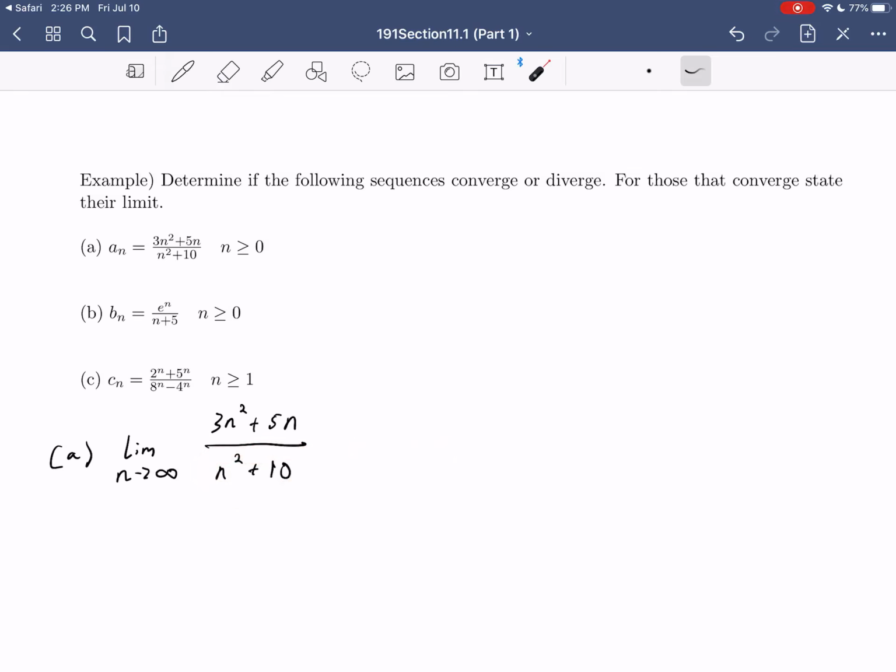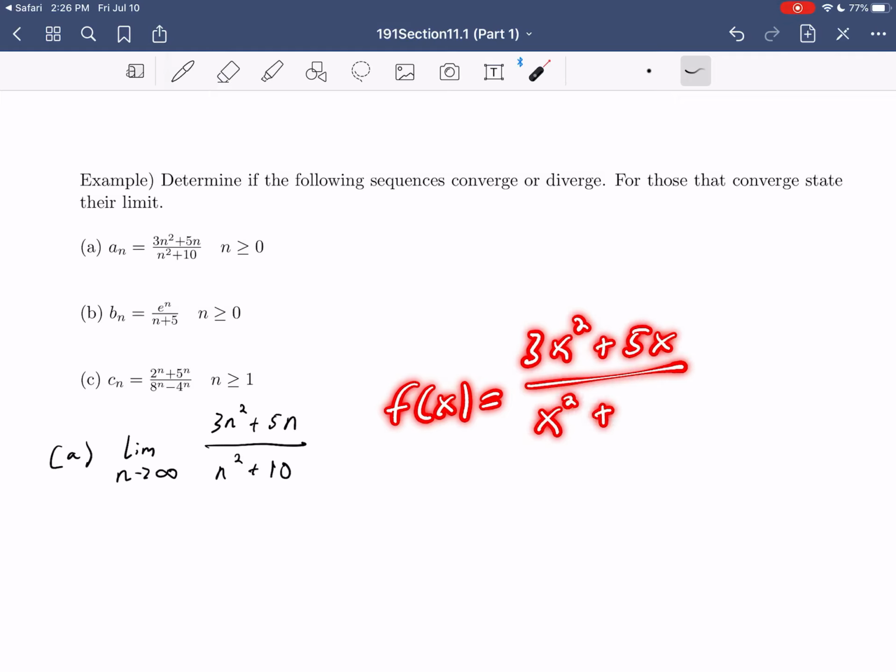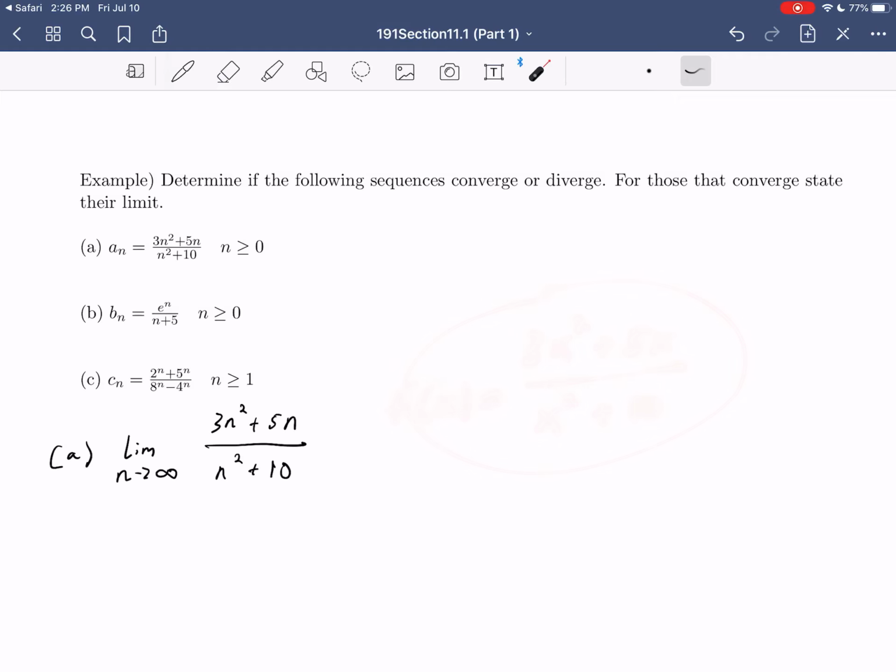Well, remember, if you want to use L'Hopital on a sequence, you would have to come up with a function that mimics the sequence at every value. It's not hard to do that here. You could use the function f of x equals (3x squared plus 5x) over (x squared plus 10). That is certainly a continuous function that would match this at every whole number. But in general, I would try to avoid using L'Hopital if possible. And there is a way to avoid it here.